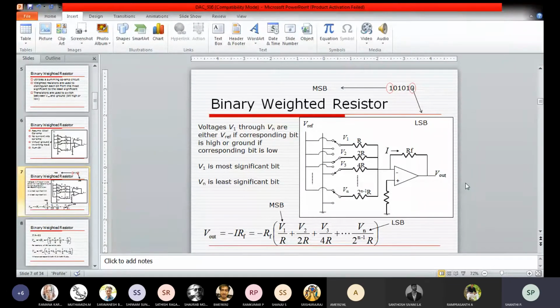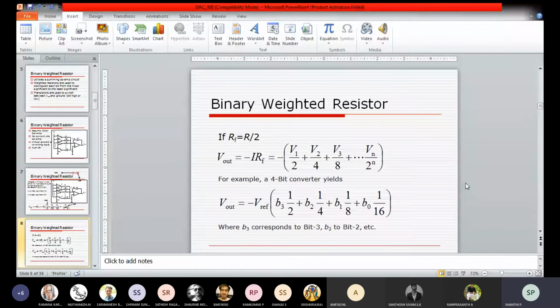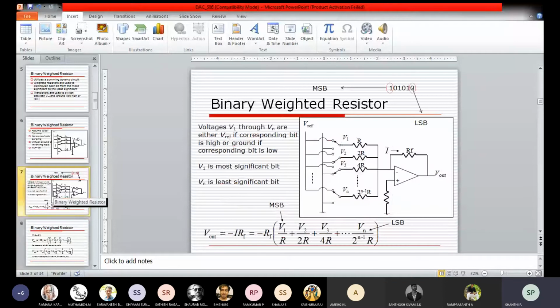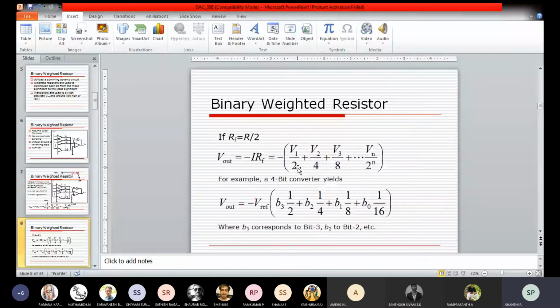Here 101010 is converted into an analog signal. Maybe the RF value is R by 2. If RF is equal to R by 2, then on both sides we get V1 by 2 plus V2 by 4, V3 by 8. So we write V out is equal to minus V reference times bit 3, bit 2, bit 1, bit 0, depending upon the bit signal.